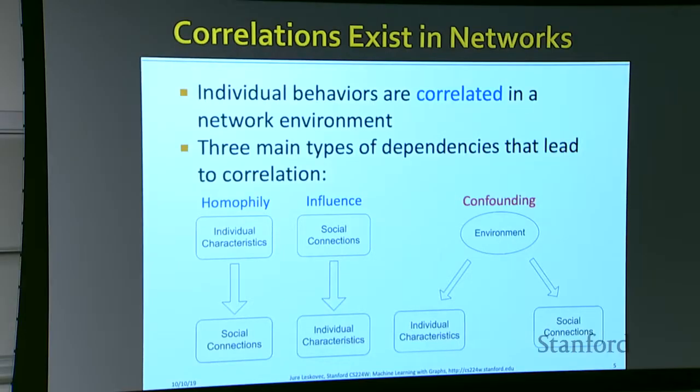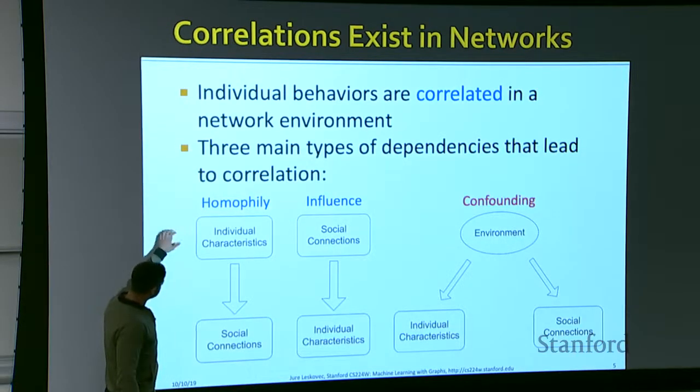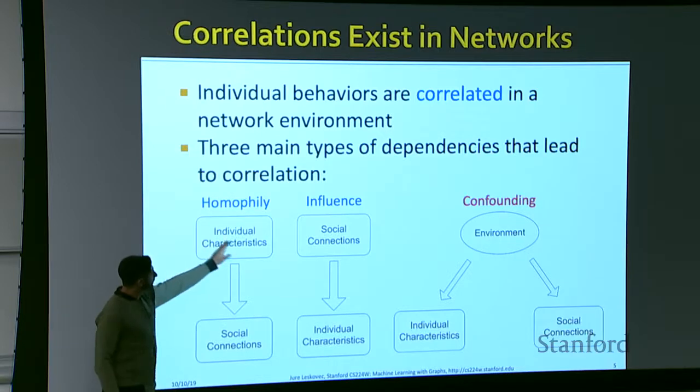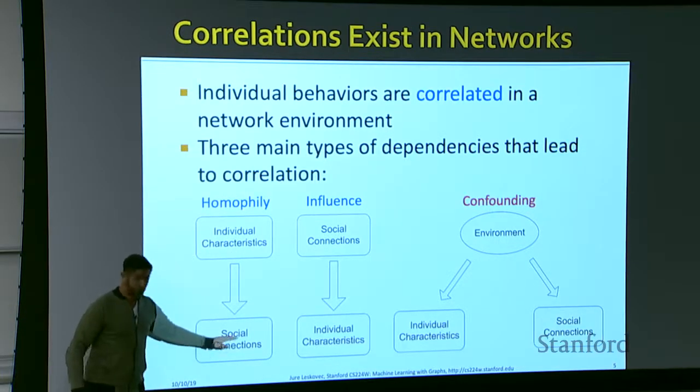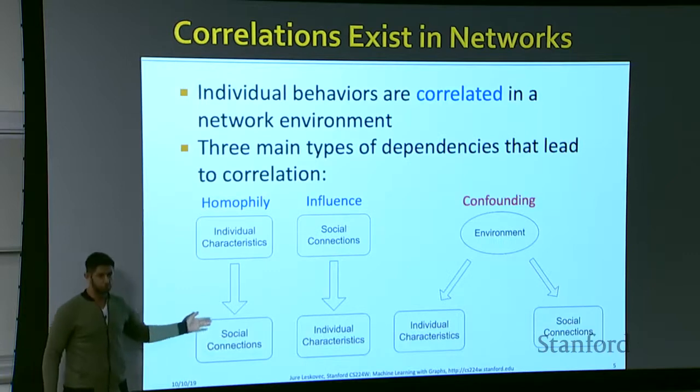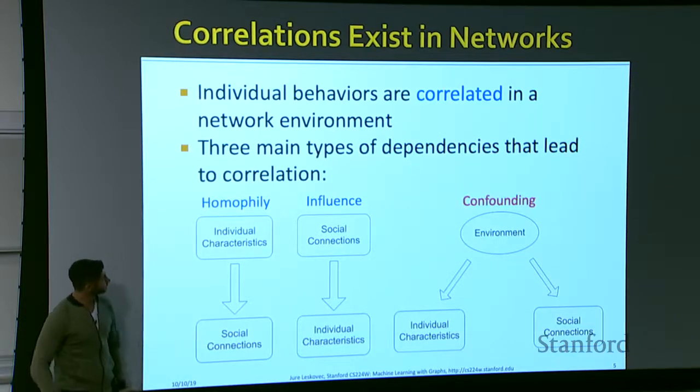So let's go to the correlations, as I was mentioning before. What are they and why are they so important? First of all, we know that individual behaviors are correlated in a network environment. So basically, it's the case of homophily. I'm going to explain in detail what it is, but you can think that people that have similar individual characteristics will end up more likely to be connected in a social environment, okay? So say this is going to be based on age, on your job, on your race, and so forth, okay?